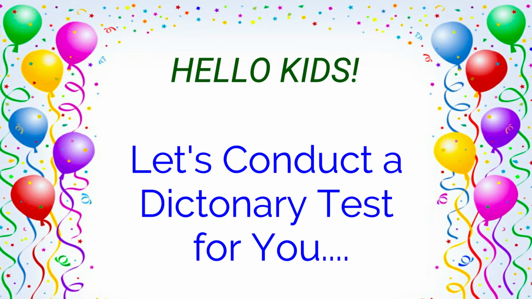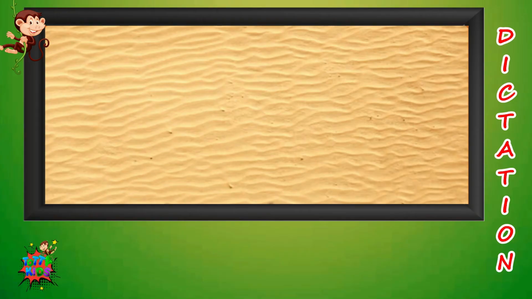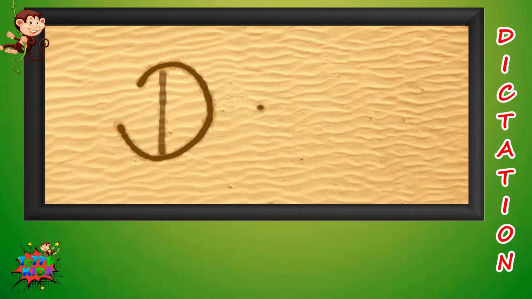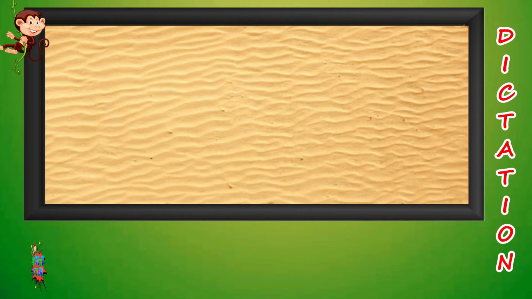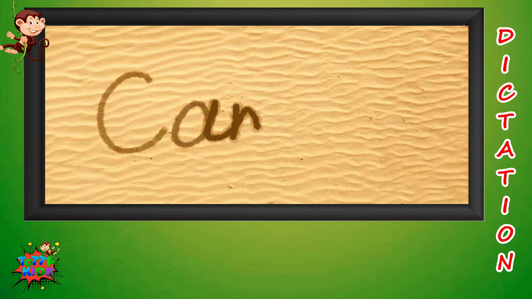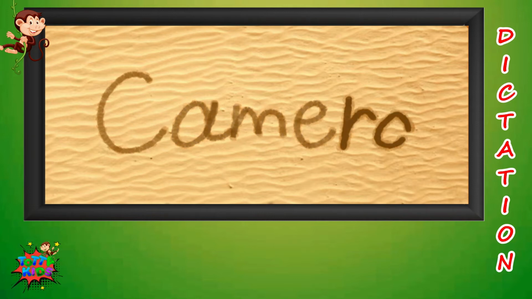Let's conduct our dictionary test for you. Write a word for D. D-O-G, dog. Now write for C. Camera. C-A-M-E-R-A.